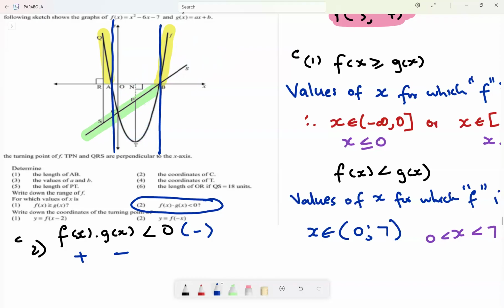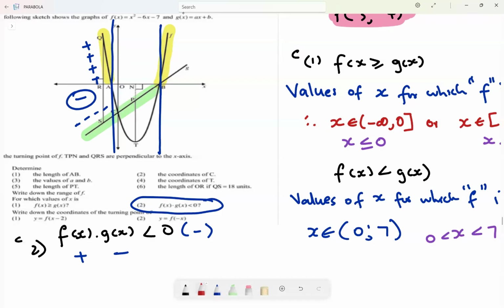But when I come here, check this portion from A going to that side towards the left. Can you see that the graph of F is positive, but the graph of G is negative, from A going to that portion? So when I multiply these positives, the graph of F, which is positive, and the graph of G, which is negative, they give me what? The negative that I want. So it means I wanted this portion.